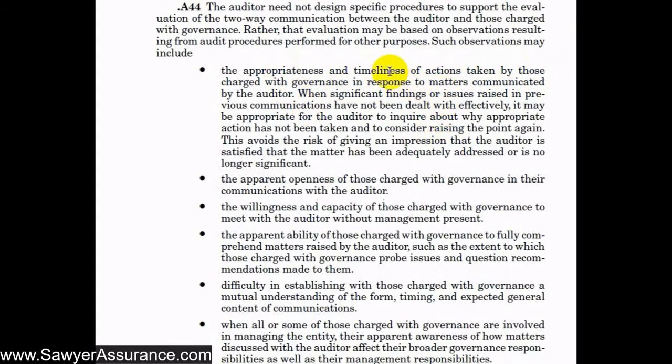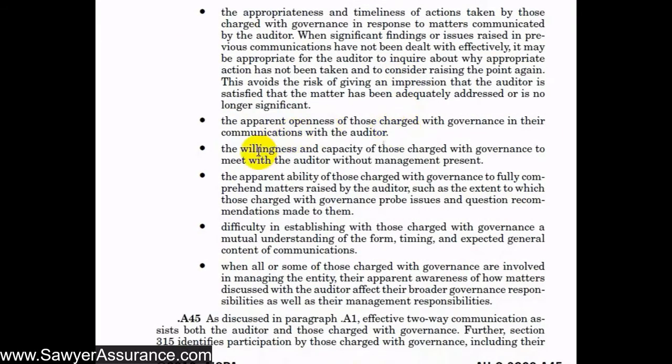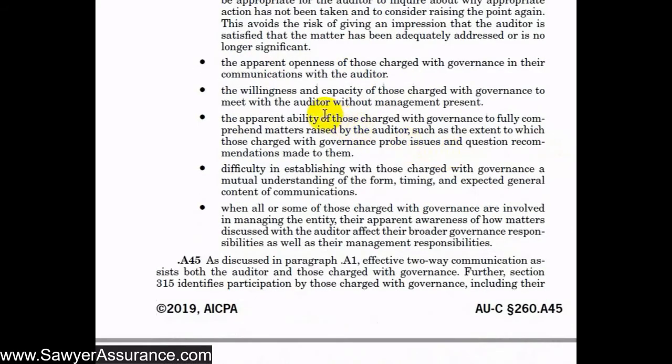So if the board or whoever those charged with governance are hasn't taken action to fix the matters that we found previously, we might ask why and might determine that our two-way communication hasn't been effective. Observations might also be the apparent openness of those charged with governance in their communications with us. So if they seem pretty closed off or absent, then we might conclude our two-way communication isn't effective. Also, the willingness and capacity of those charged with governance to meet with us without management present. The apparent ability of those charged with governance to fully comprehend matters raised by us.